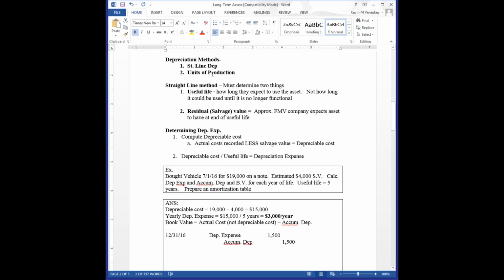Another one that's sometimes used is called double declining. We're not going to look at that one either. I just wanted to look at two, probably the two most common. By far the most common is the straight line. We've already done the straight line method in class.